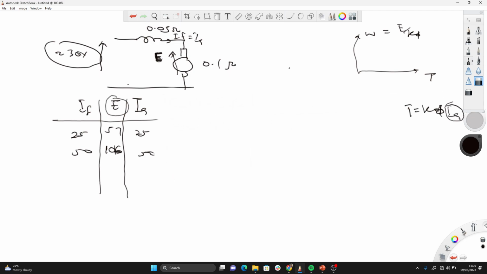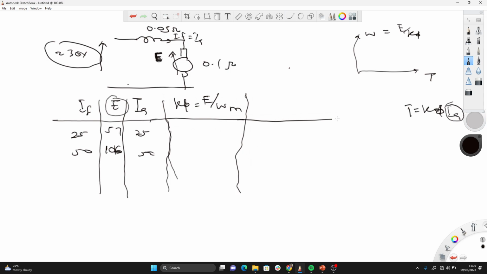Okay. Now, let's find K phi. K phi is equal to E over omega M. By omega, they say the curve was obtained at 600 rev per minute. So omega M, that is speed in rad per second, is 600 rev per minute times 2 pi over 60. So I'll compute this value here.